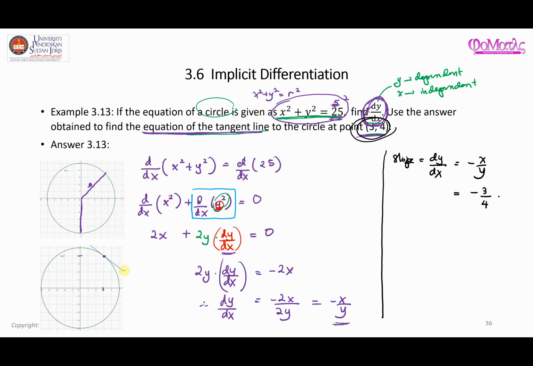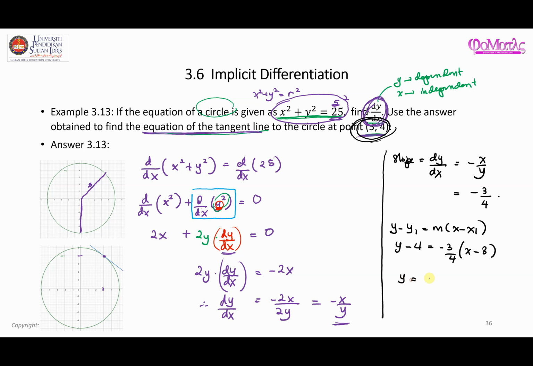And we know that in order to find the equation of this line, we just need a slope and a point. So here is a point, 3 for x, 4 for y. So we can create the equation, which is y minus y1 is equal to m times x minus x1. Y minus the y1 of 4 is equal to the slope, negative 3 over 4, times x minus 3. And then you can simplify the whole look here.